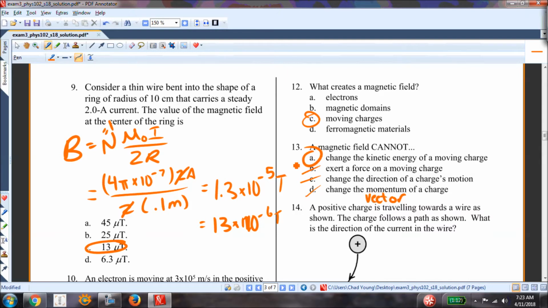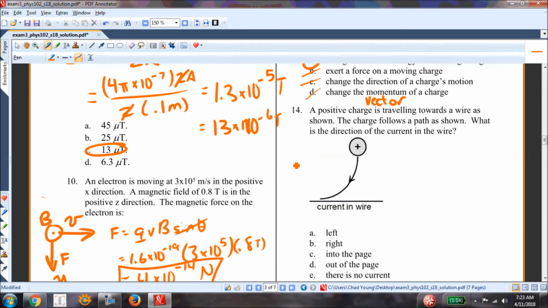That's an important idea. When we look at a mass spectrometer, it only changes the direction of the velocity. It doesn't change the magnitude of the velocity. In order to change the kinetic energy, you have to change the magnitude of the velocity. You have to change the speed, and it does not do that.